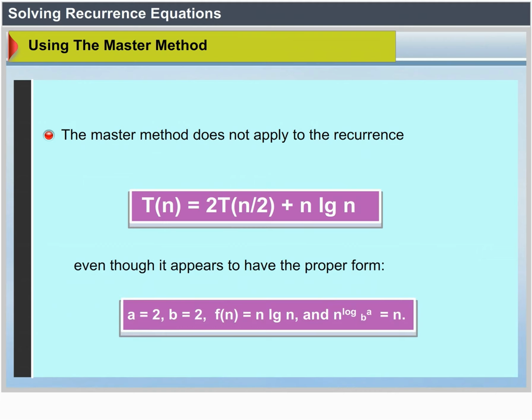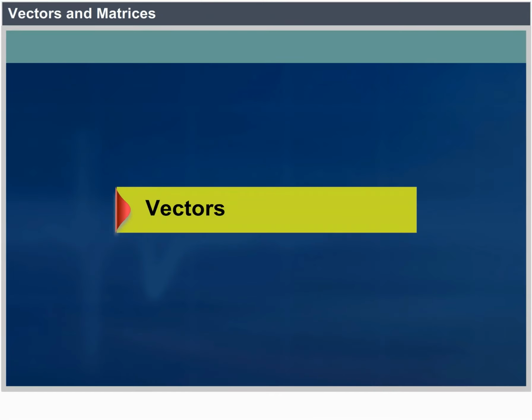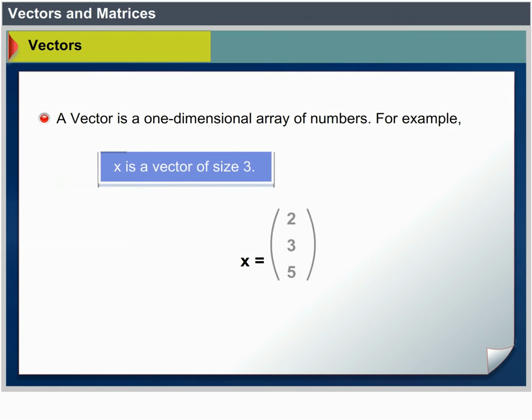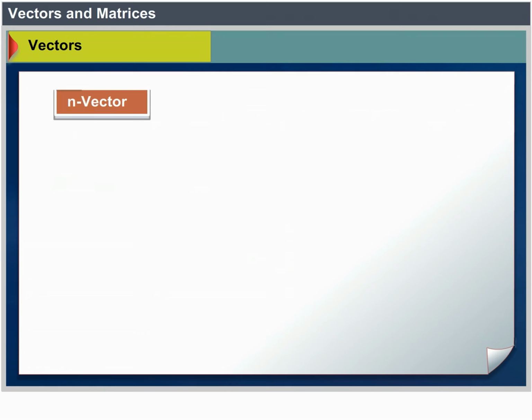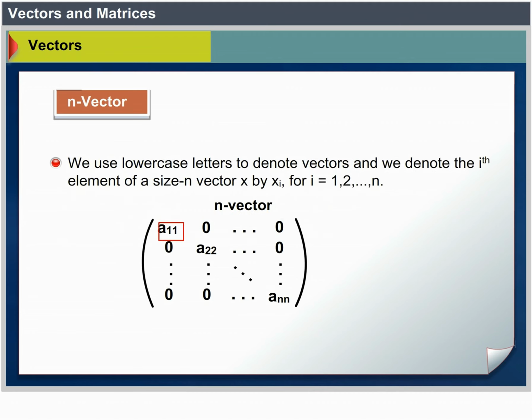Vectors and matrices. Vectors. A vector is a one-dimensional array of numbers. For example, x is a vector of size 3, as shown here. It is sometimes called a vector of length n, an n-vector. We use lowercase letters to denote vectors, and we denote the ith element of a size n vector x by x_i for i = 1, 2, up to n.